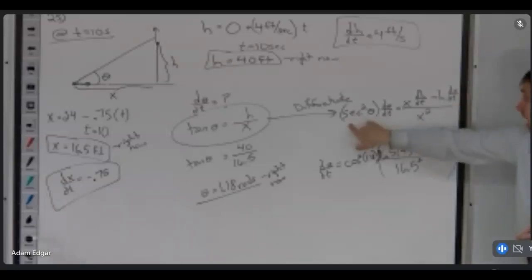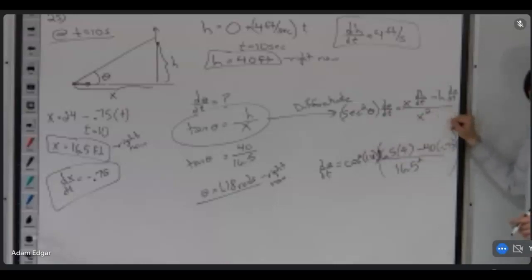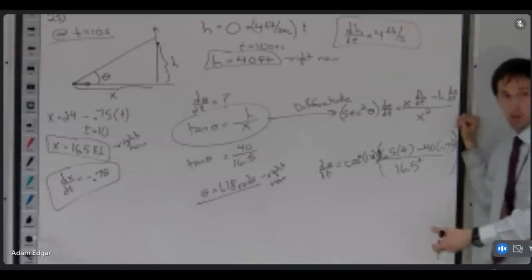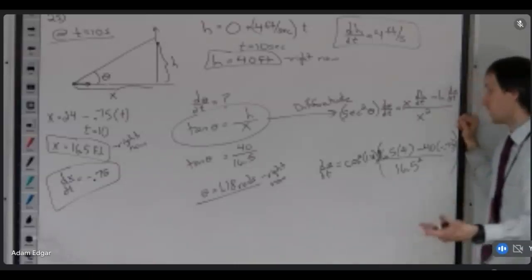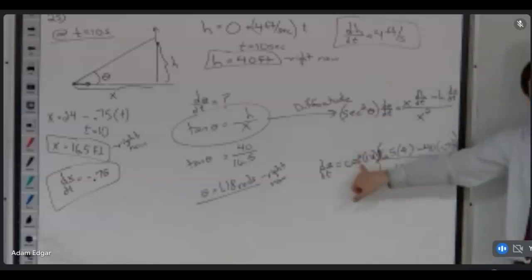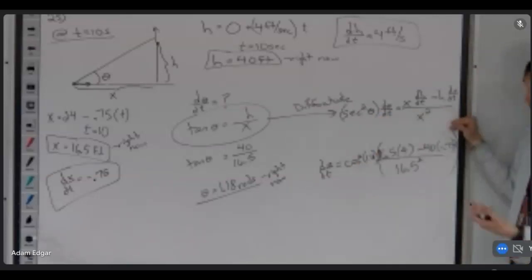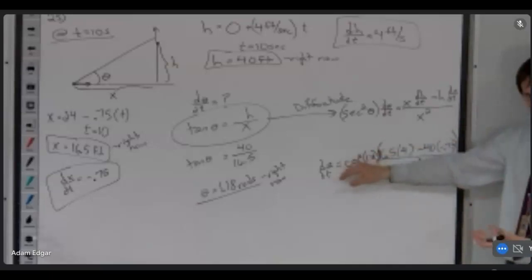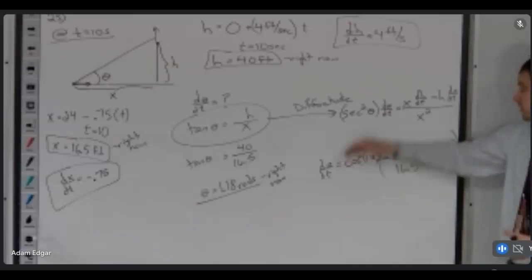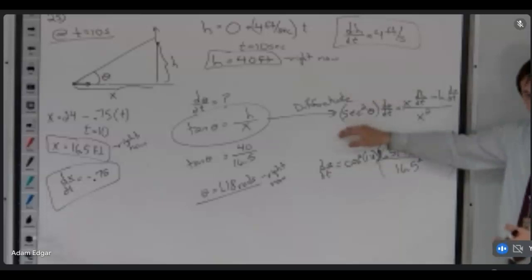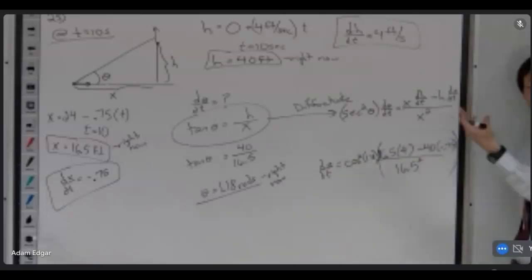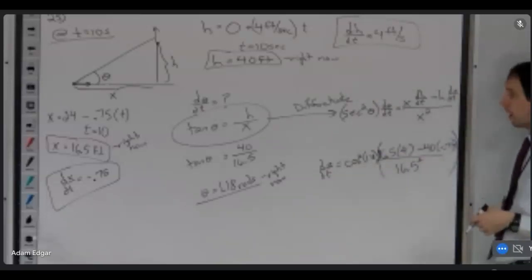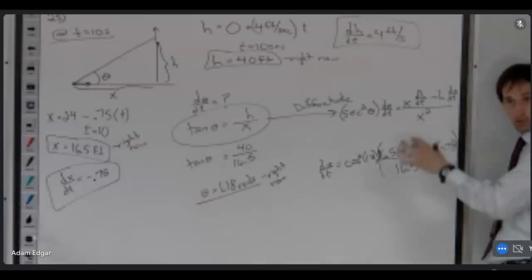I divided both sides by secant squared, but then I don't like secant squared. So dividing is the same as multiplying by the reciprocal, and the reciprocal of secant is cosine. So instead of dividing by secant, I'm now multiplying by its reciprocal, which is cosine. You could think of this as 1 over cosine squared, and then I multiply the cosine over here. Any other comments or questions with this?